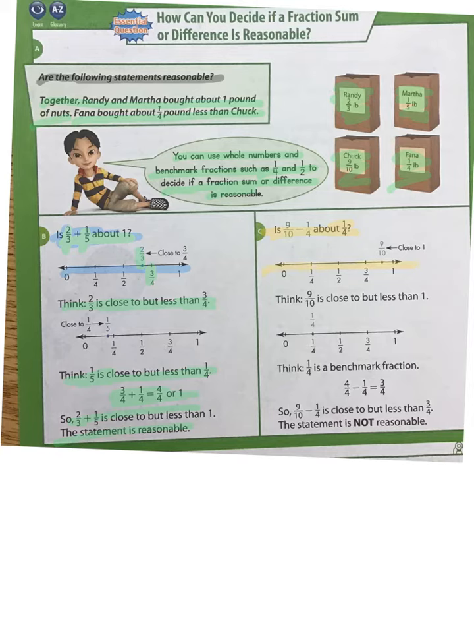So if we look at our number line right here, we know that 9/10 is close to 1. So think that 9/10 is close to, but a little bit less than 1. And we have 1/4. We know 1/4 is a benchmark fraction. So we have 1 minus 1/4, which is 3/4. So 9/10 minus 1/4 is close to, but not less than 3/4. So this statement is not reasonable. Like I said, don't worry about rounding to 1/4 or 3/4. We're really going to focus on rounding fractions to 0, 1/2, or 1.